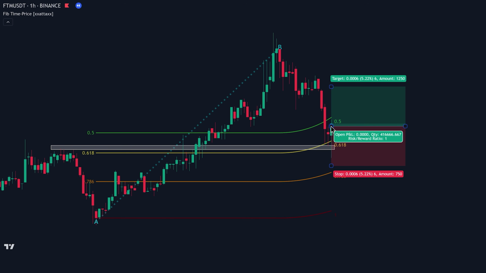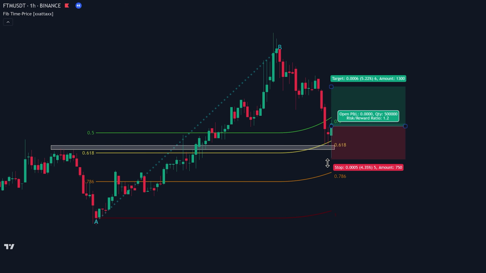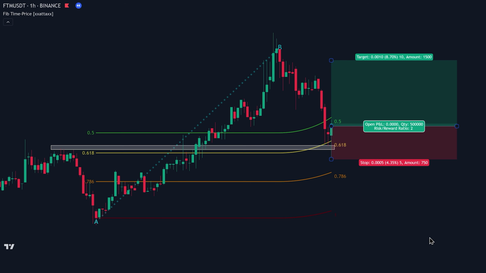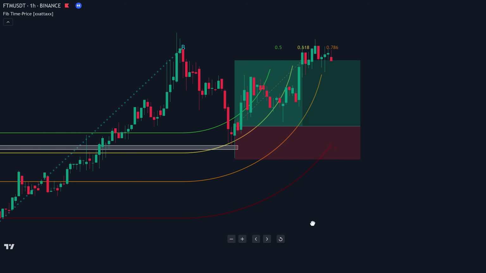For risk management, the stop loss is set slightly below the 0.618 Fibonacci level. The take-profit target is set higher, near the previous swing high. Let's see how this trade plays out.